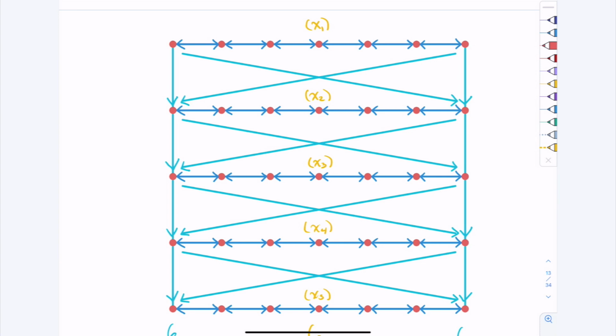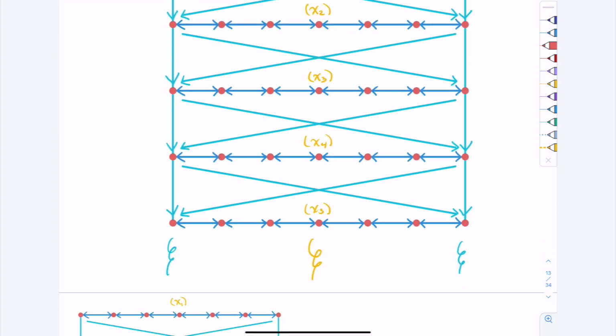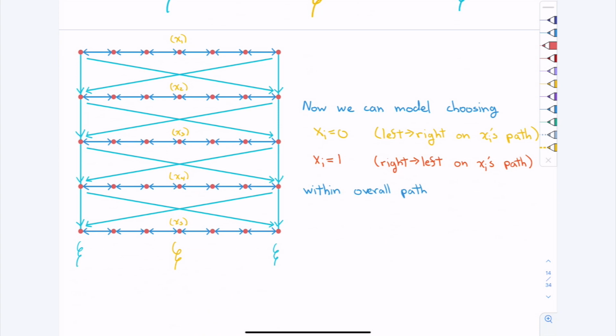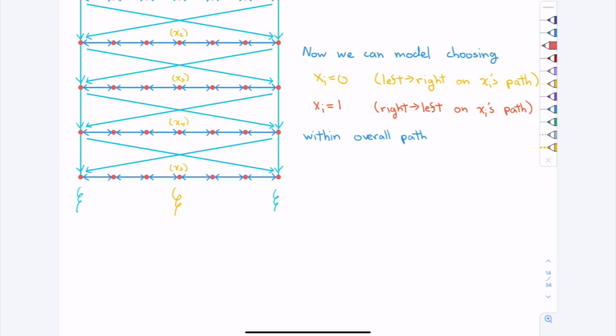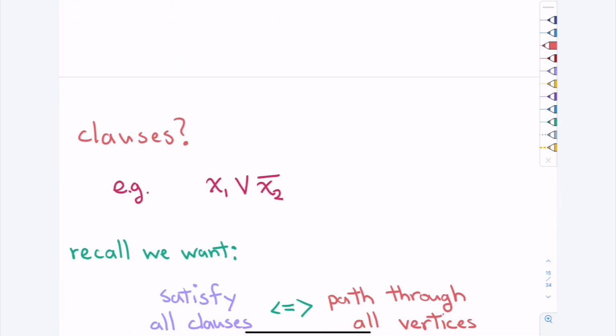All right, so that's the framework for this first preliminary question. So that's this high-level ladder-style construction. Now, the next part is to figure out what to do about these clauses.